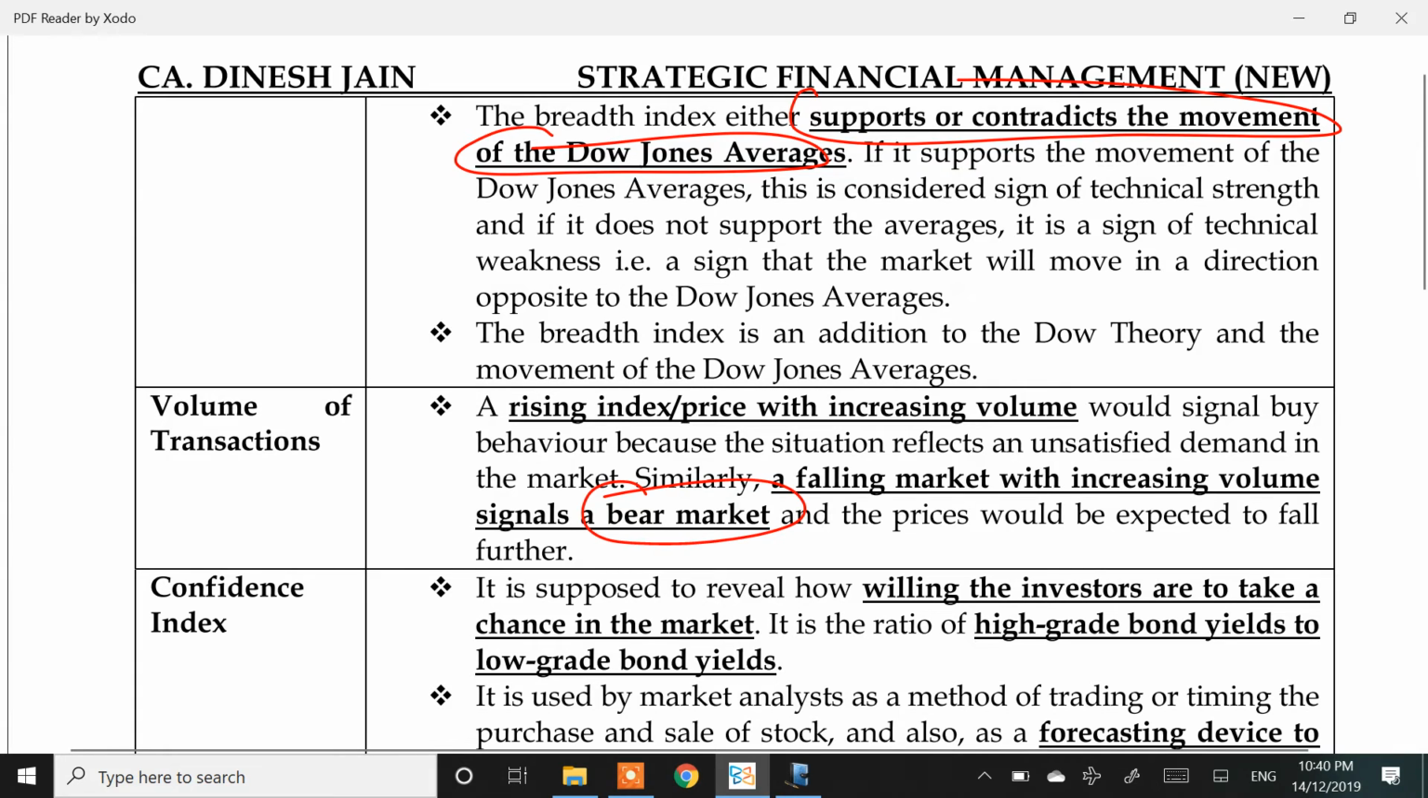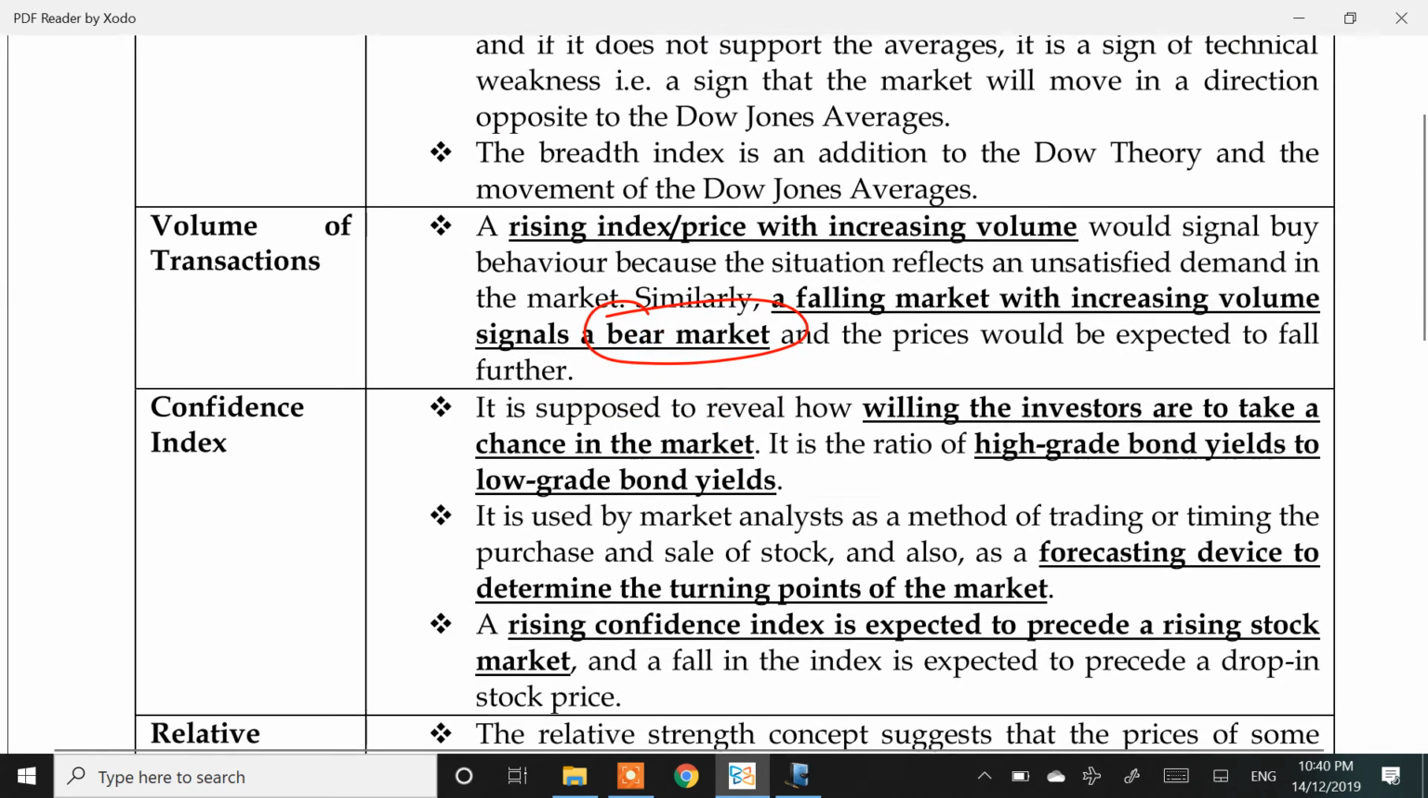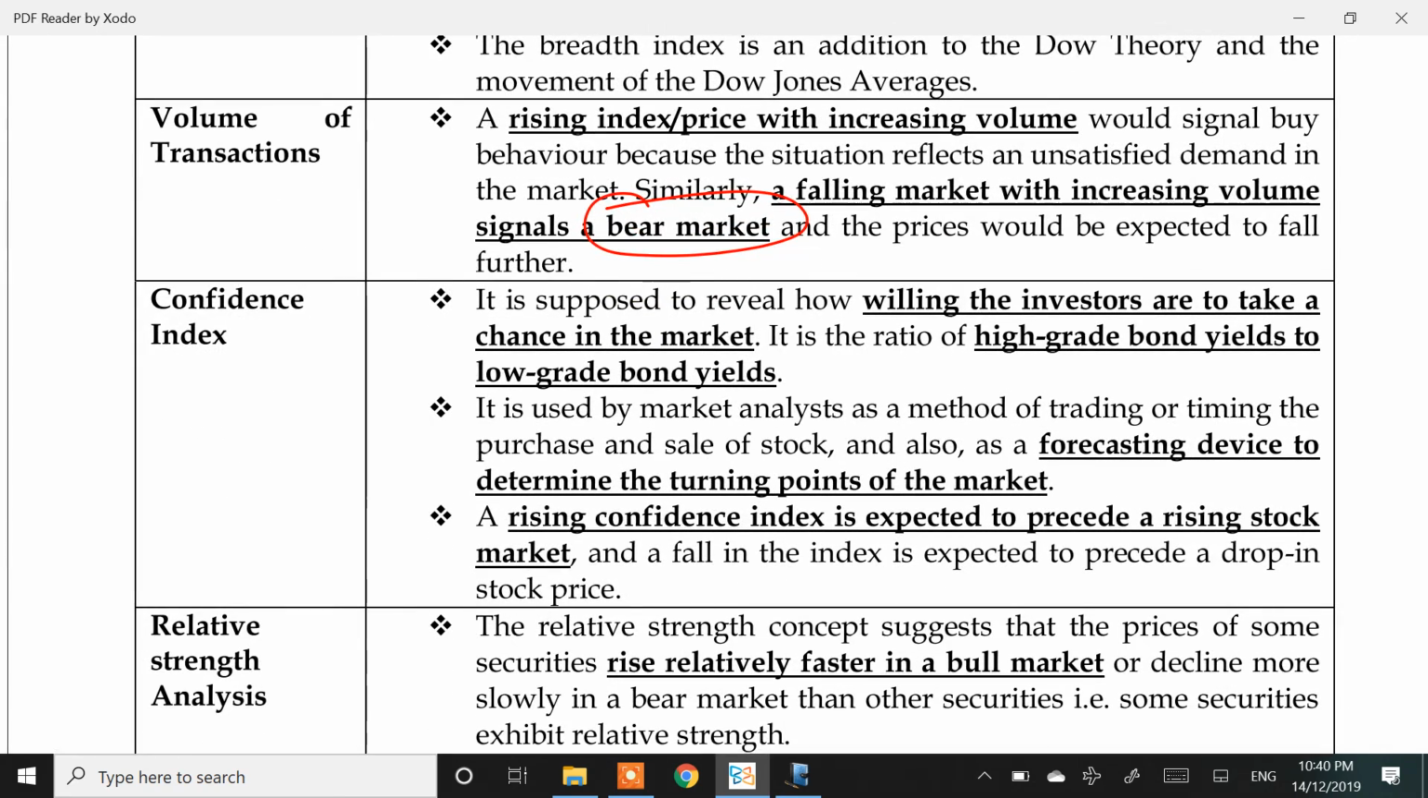So volumes going up with share prices going up is a buy signal. Volumes going up with share prices coming down means people are still not able to sell, and more people are going to sell. Next is the confidence index.